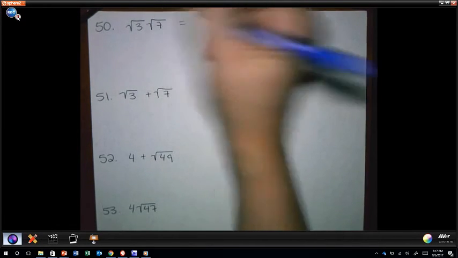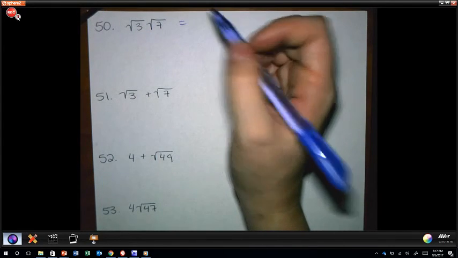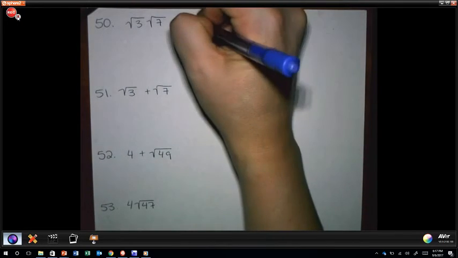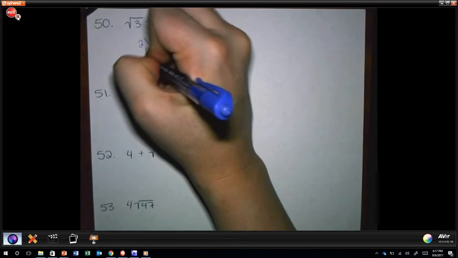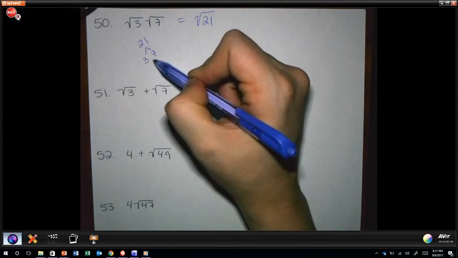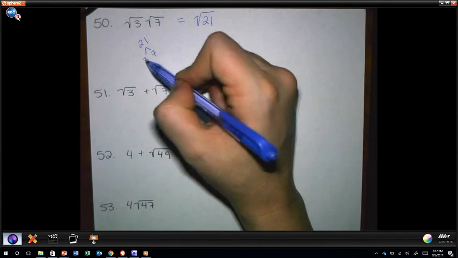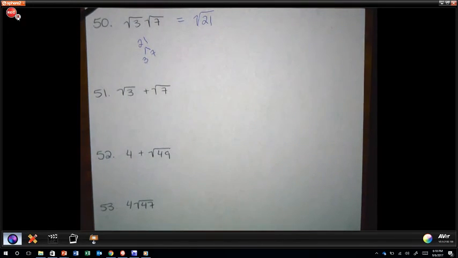Number 50. If I have the same index, I can multiply these two radicals together. The index is 2 because it's not written. So I get the square root of 21. Factoring 21 down to 3 and 7, those are my prime numbers. I don't have two factors of anything, so I can't take anything out of the radical. This is the simplified radical form.